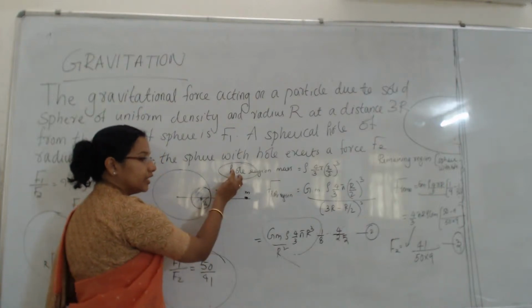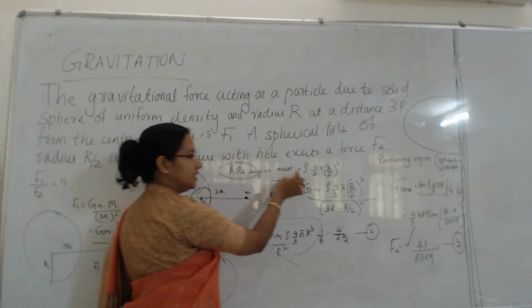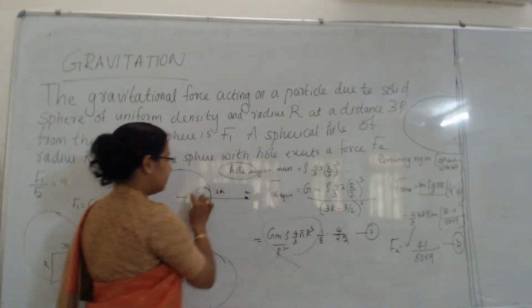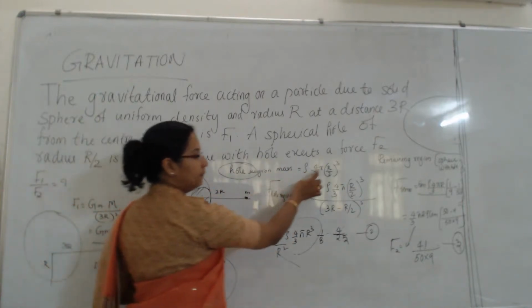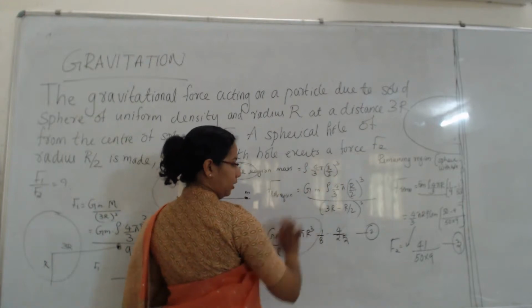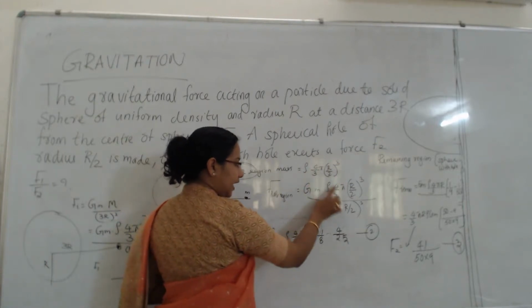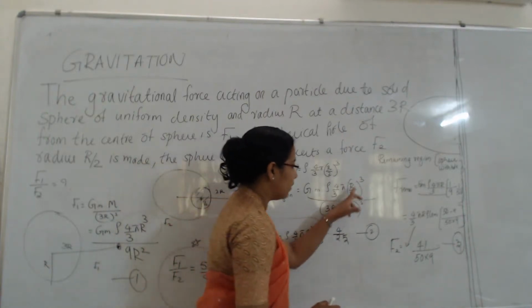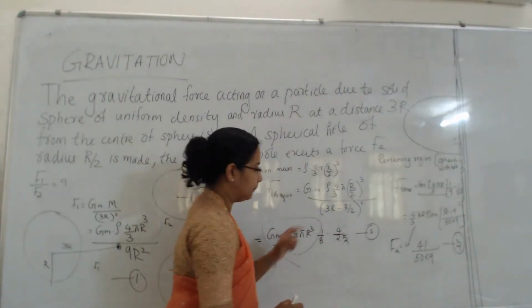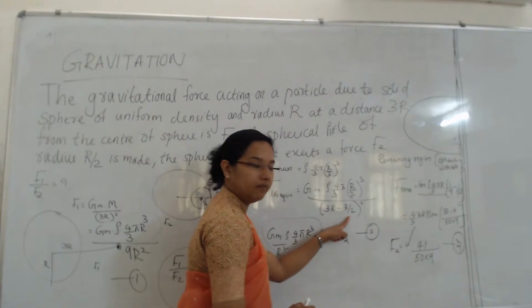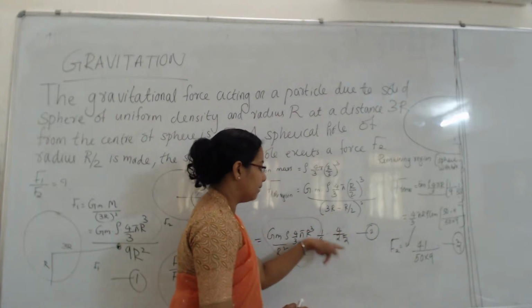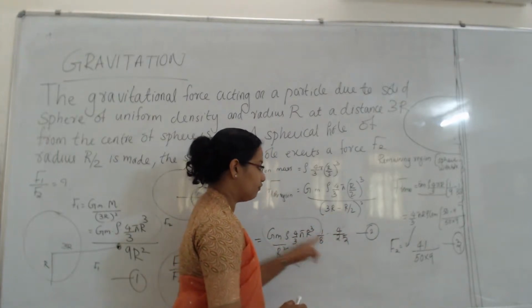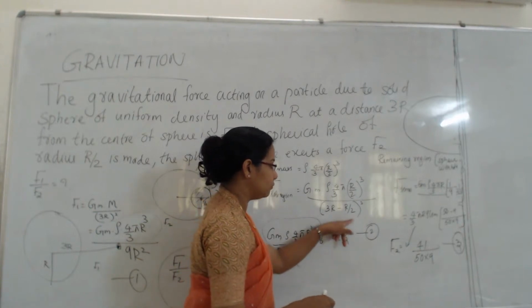That I use the unitary method. Hole region mass is density into volume of this region. That is 4 by 3 pi R by 2 cube. I got it. Then after that, all the constant terms we take to this side. The rest will be 1 by 2 cube, that is 1 by 8. 3R minus R by 2 will be 5 by 2 R, this R square will be there. 5 square will be 25, 2 square will be 4.